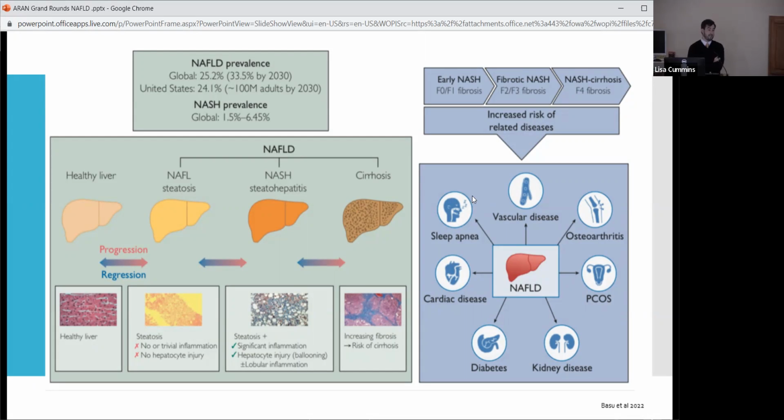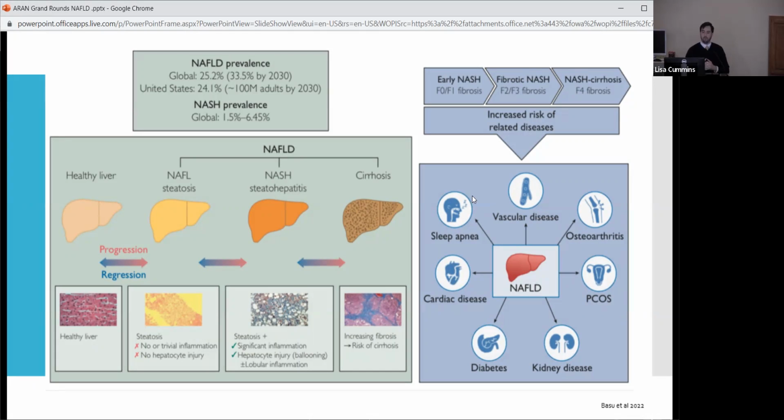NASH, less prevalent, but a little more serious. So 1.5% to about 6.5% for these people. The progression of fatty liver disease is you start with a healthy liver, and then you get into the NAFLD diagnosis. And NAFLD itself ranges, and it's a gradient. So it's not necessarily one step forward every single time. You can have improvement based off what's happening clinically. So you start with the fatty liver disease. You get fat deposits within the liver without necessarily active inflammation.